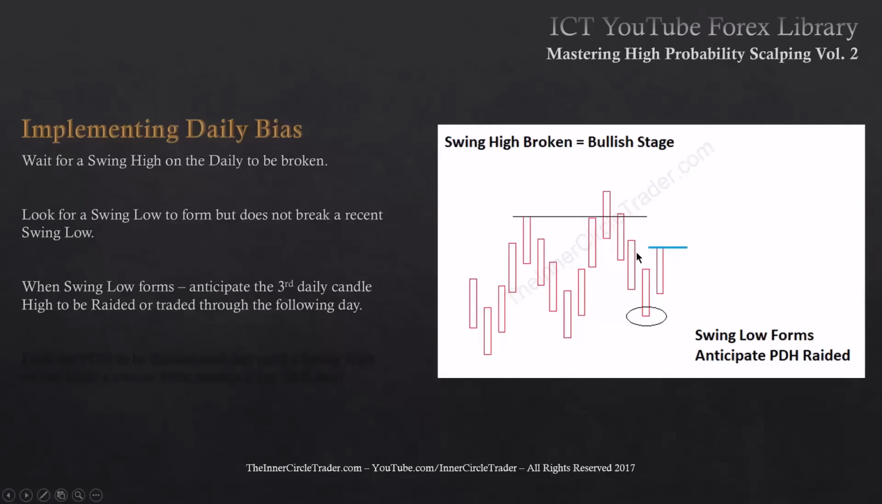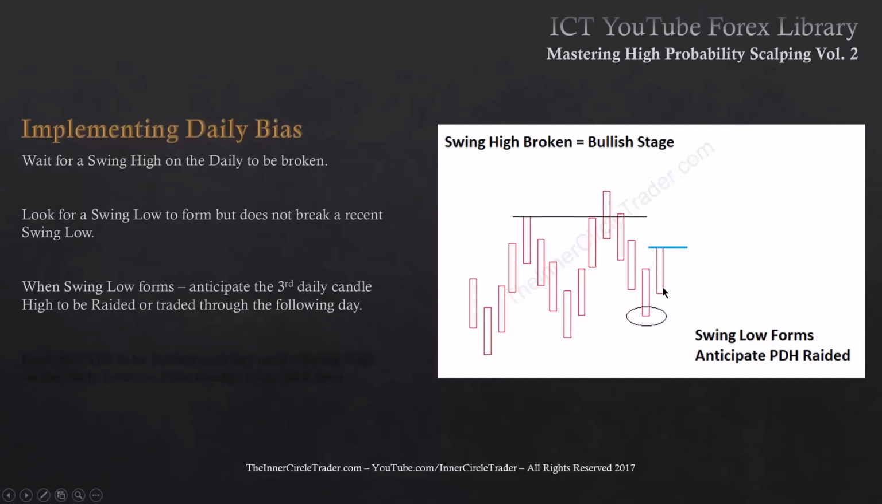You want to see the swing low form without breaking a previous swing low immediately after a swing high is formed, but breaking a previous swing high. So again, the stage for a bullish scenario is anytime a swing high is broken and traded to a new high, expect a retracement, wait for a daily swing low to form. The swing low should be a higher swing low than any recent previous short-term swing low.